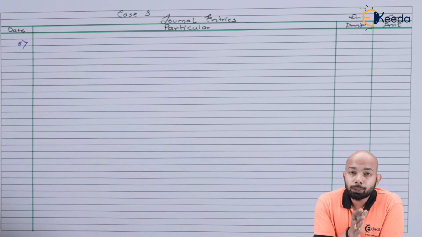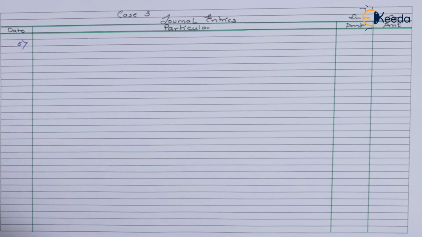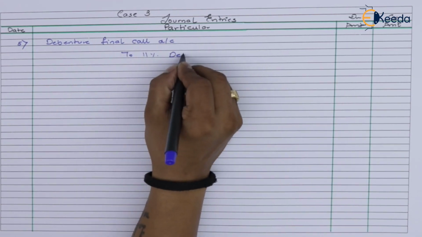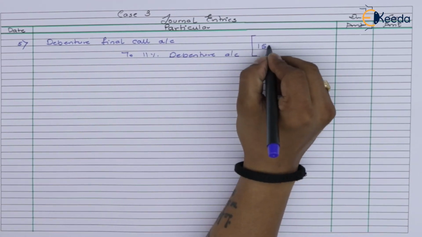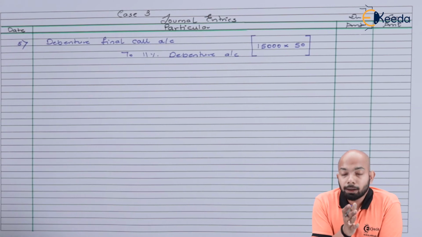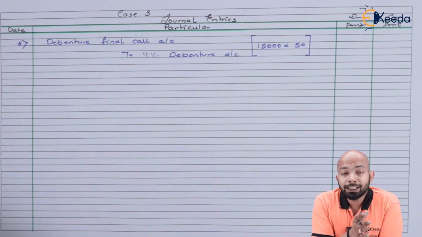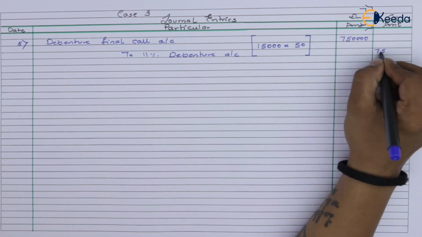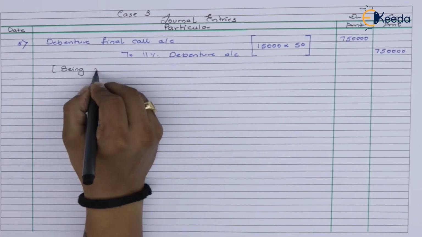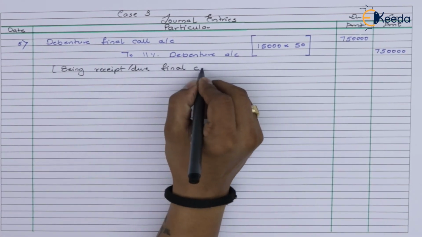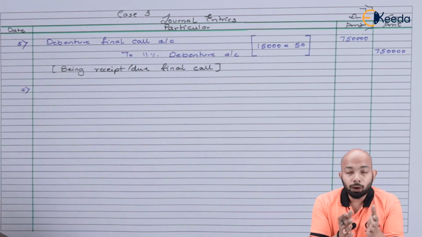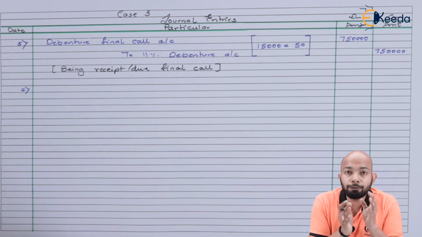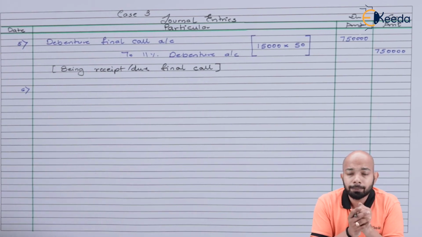Now, the next entry will refer to final call due. Again, the amount of expectation will be 15,000 multiplied by 50 here. Now, the next phase is to mention the entry related to receipt of final call money. Let's start with that.